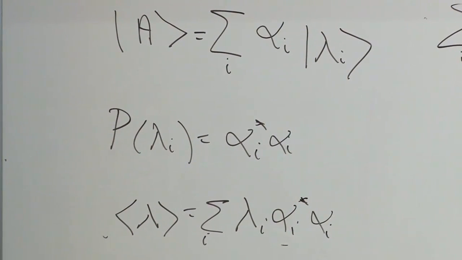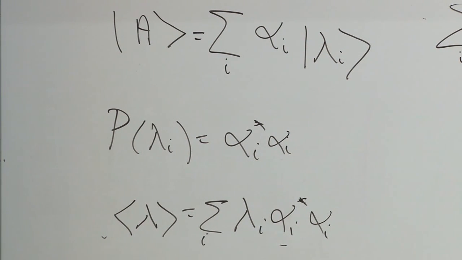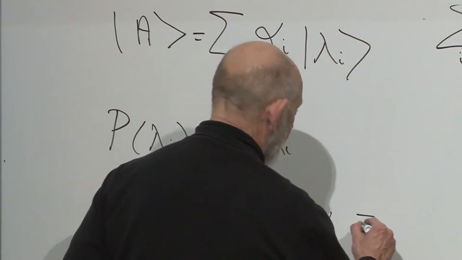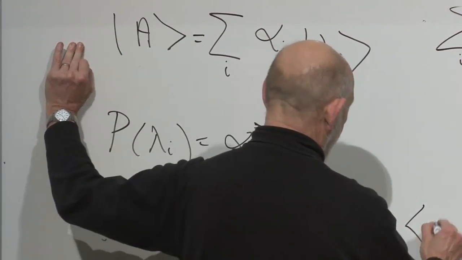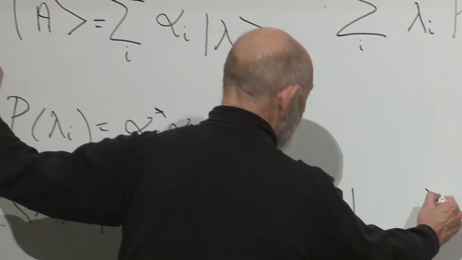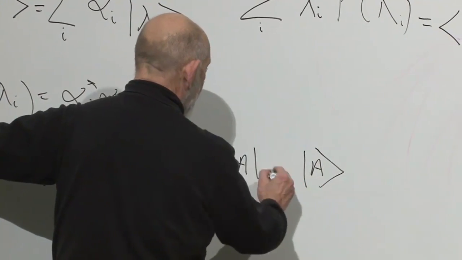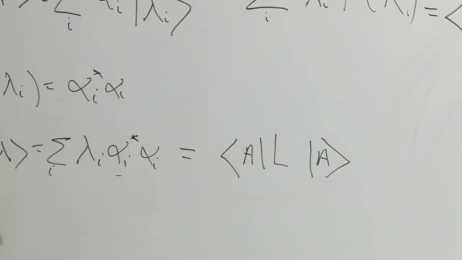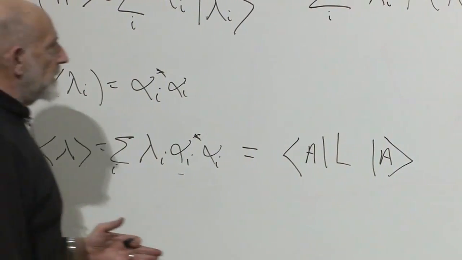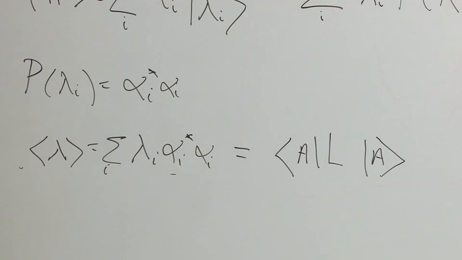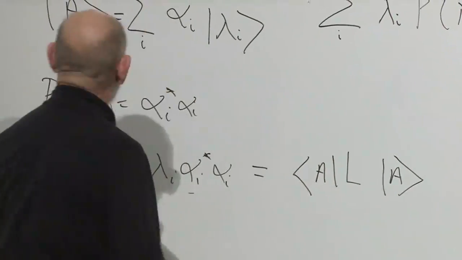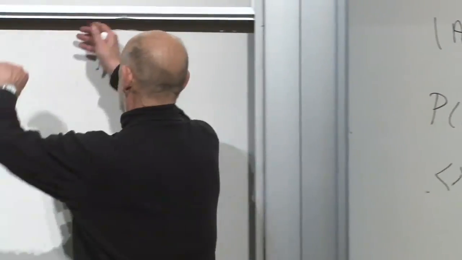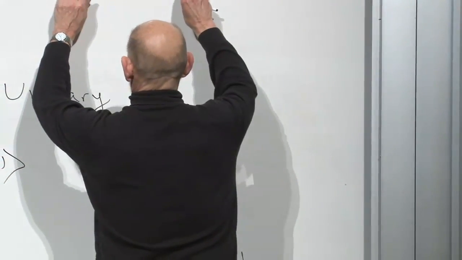All I've done is plug in. Let me prove that this is the same thing as taking the bra vector A and sandwiching the operator L between the bra vector A and the ket vector A. The operator L is the operator whose eigenvalues are lambda. Let's see if we can prove that. It's actually quite easy. All we do is plug in. Let's come to another blackboard, plug in, and see if we can prove that.